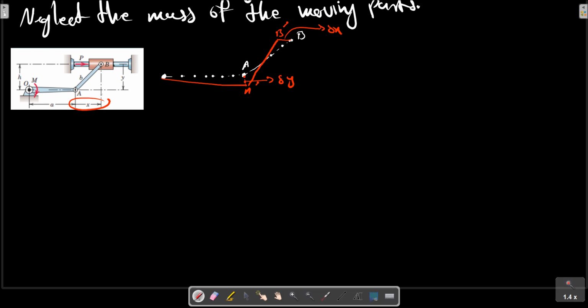An expression for delta y: we have a little angle here. Delta y equals delta theta multiplied by A, or delta y equals A delta theta. For the position of delta x, we have this relation: x squared plus y squared equals b squared. It is a dimension constraint.